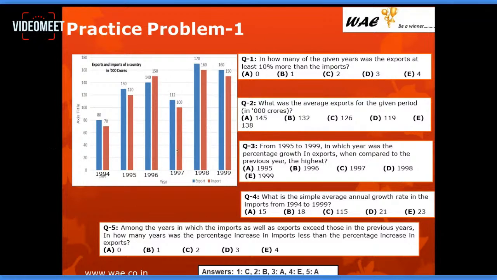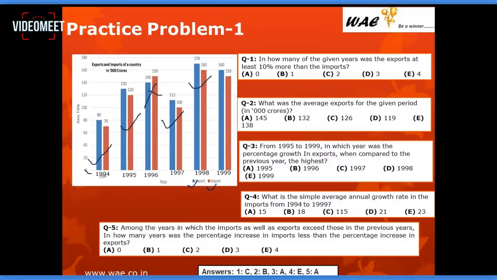Now, what is export? Which color is export? Blue color is export and red color is import. So the first bar is export and the second bar is import. Let's first understand in which years it was greater. Then we will count them. So first, this year it was greater. Let's talk about 94. 80 is greater than 70. Yes, put a tick. 130, 120, it's more. Here, not applicable. Here, it's more.